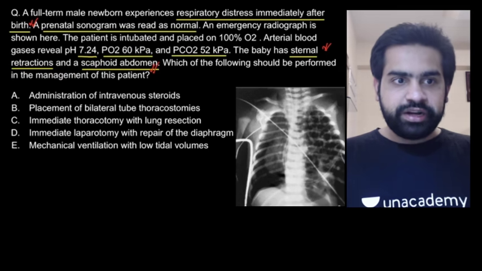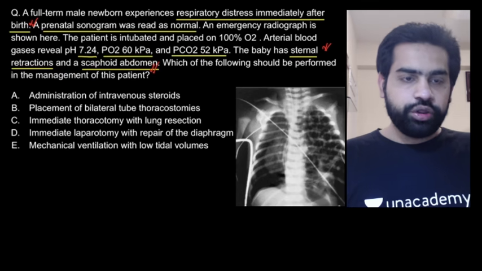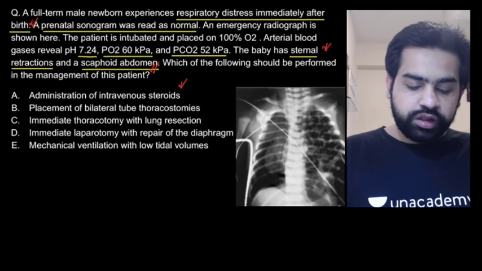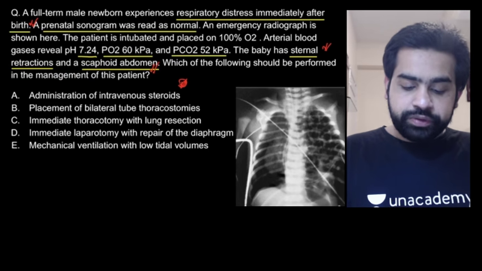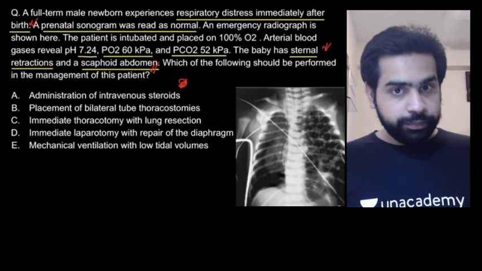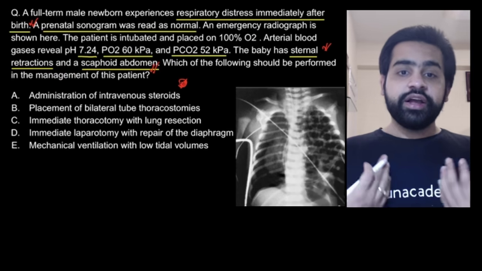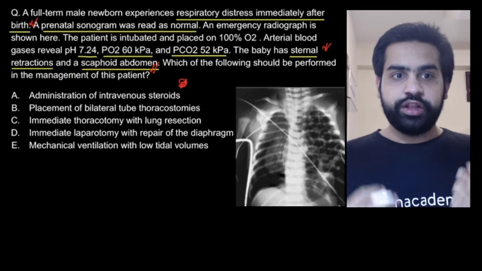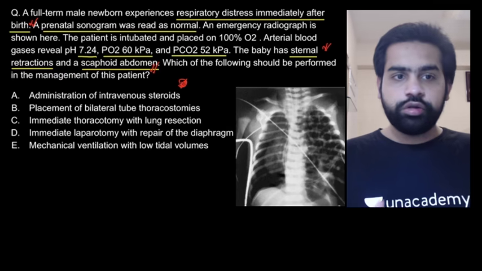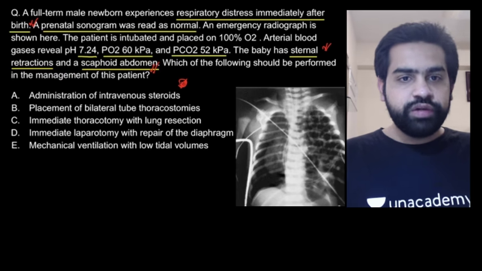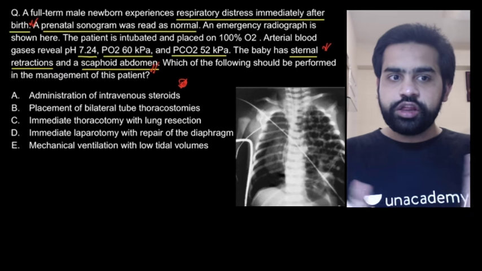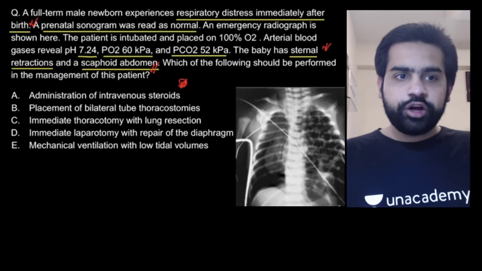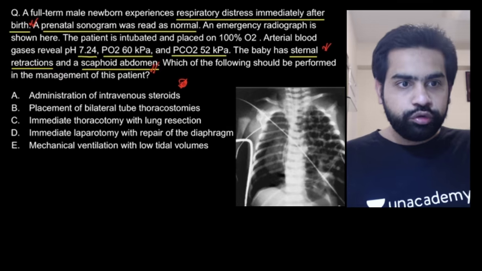Now the point of the matter is, how will you manage this particular patient? Will you go for intravenous steroids? Well, no, you will not go for intravenous steroids. Will you place a bilateral thoracostomy? It won't help, because that will help only if there is a pleural fluid accumulation. Then only thoracocentesis or chest tubes will help. But in this, we don't have any fluid accumulation, that is why the chest tubes won't help. Immediate thoracotomy with lung resection, you don't need to do that.